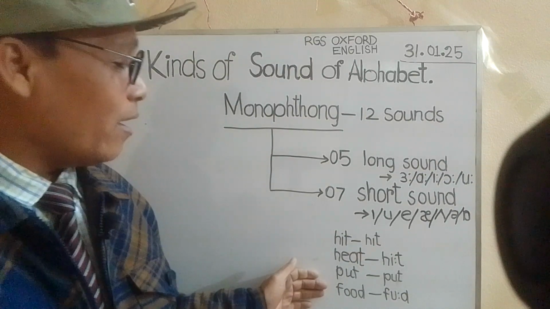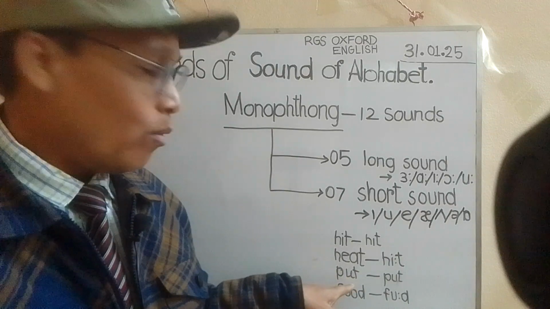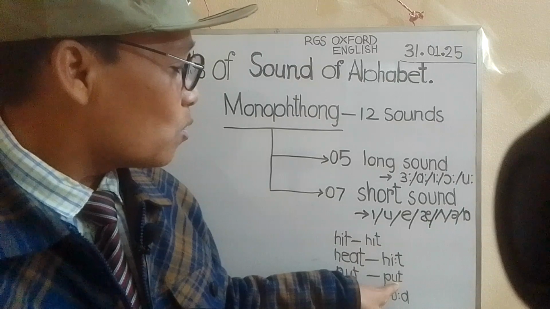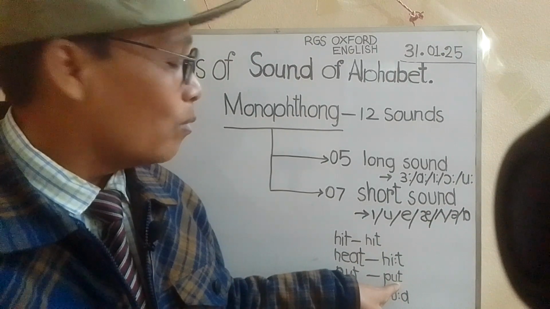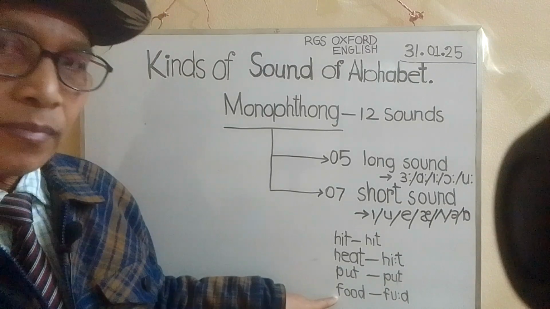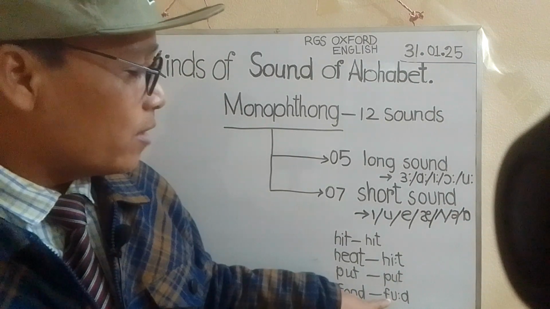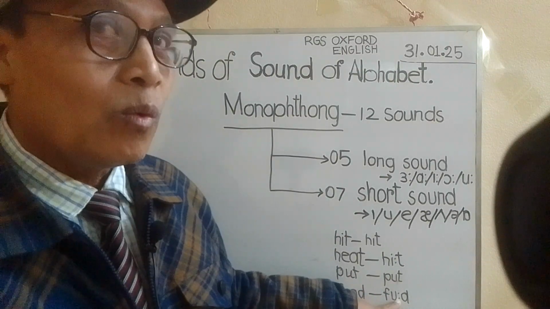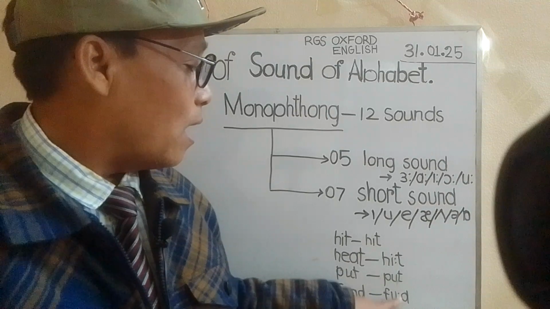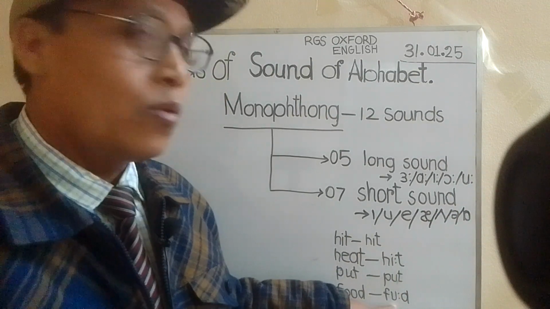And in the same way, you see P, U, T. Here, what do you see? The short sound, oo. And next you see F, O-O-D. I mean that F, oo. Here the symbol is a long sound, and that one is a short sound. So it is put, and it is foot.